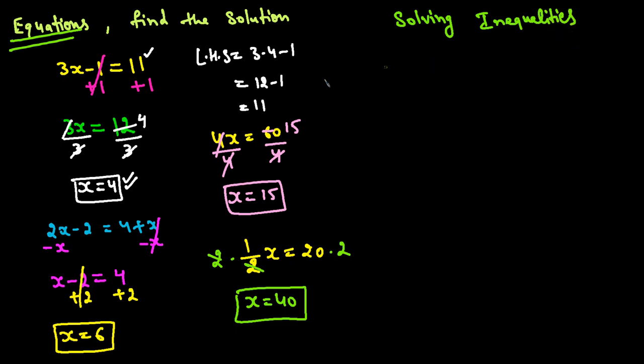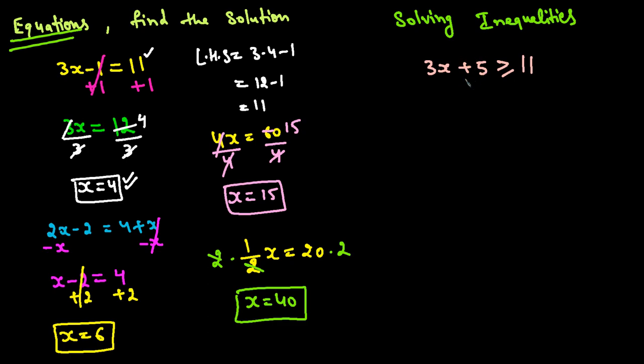So inequalities are like equations, but instead of an equal sign, there will be either less than, greater than, less than or equal to, or greater than or equal to. For example, I got 3x plus 5 greater than or equal to 11. Just treat it as you did for the equal sign, and you'll be able to solve it.